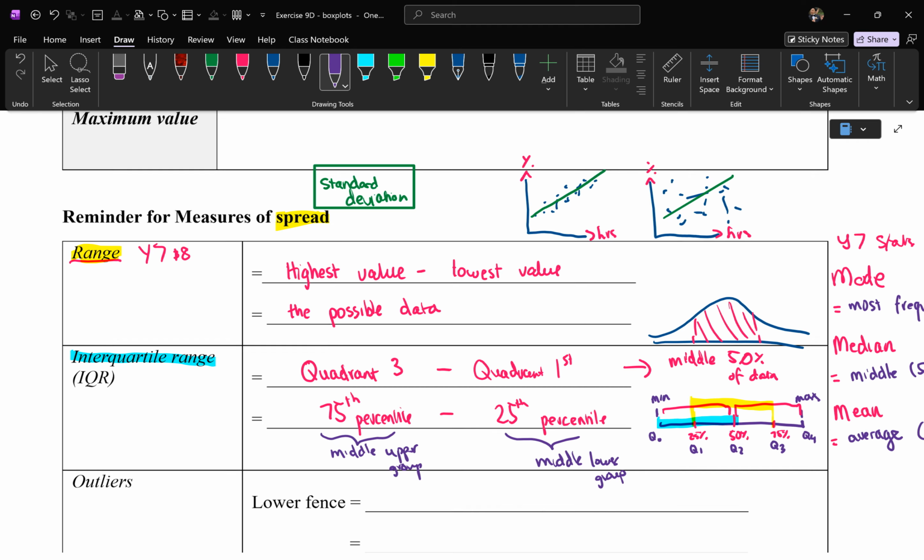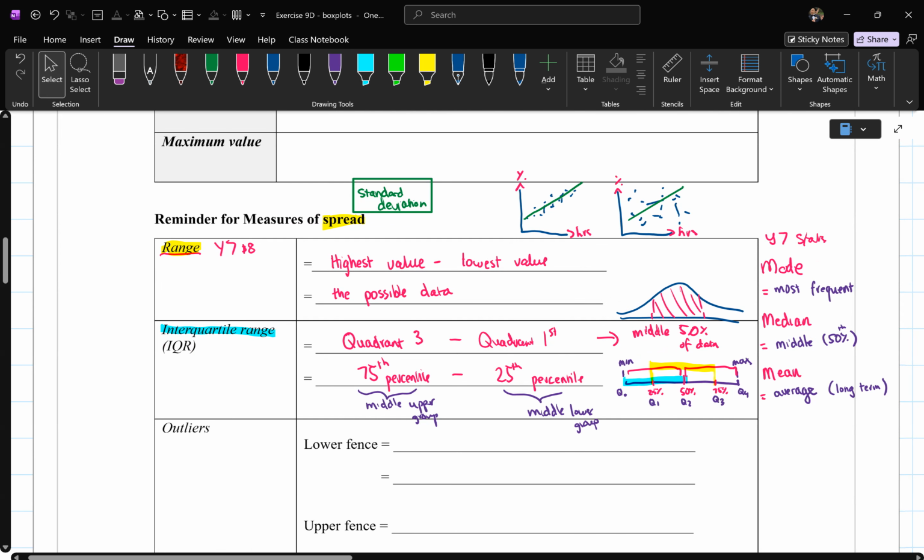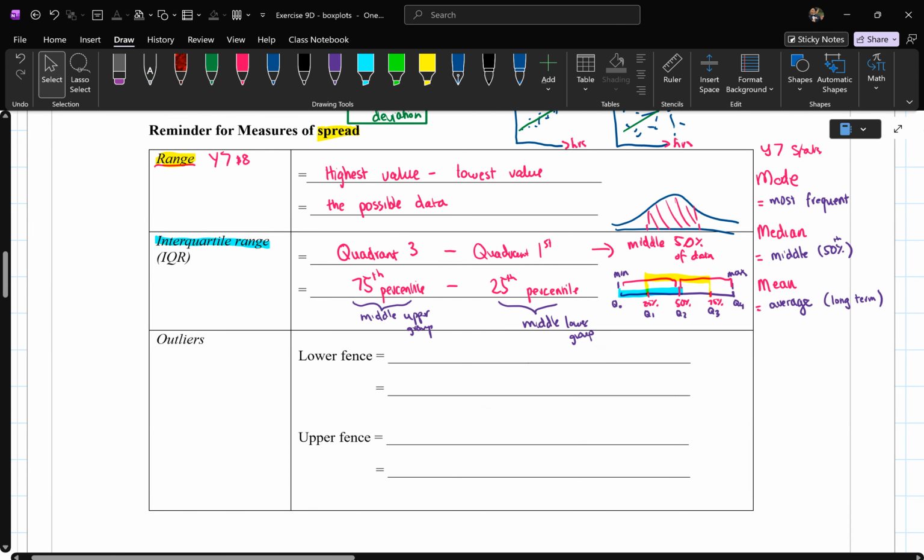Okay? And obviously, standard deviation actually breaks that down even further. It breaks down what about in between 25 to 50 or 50 to 75? It breaks it up even more. So that's why standard deviation is a better measure. But at your level, 7 to 10, we only work with range and interquartile range. Okay? All right.